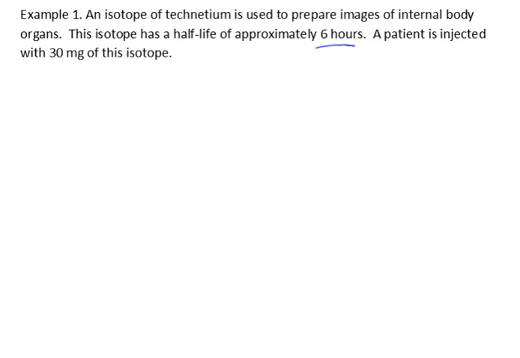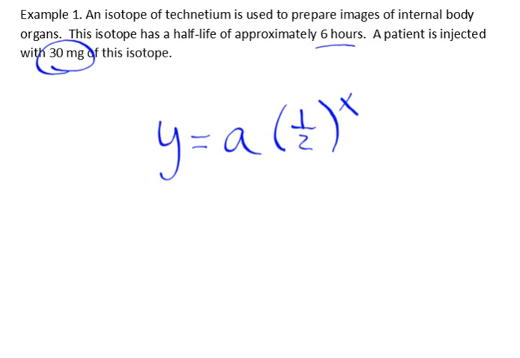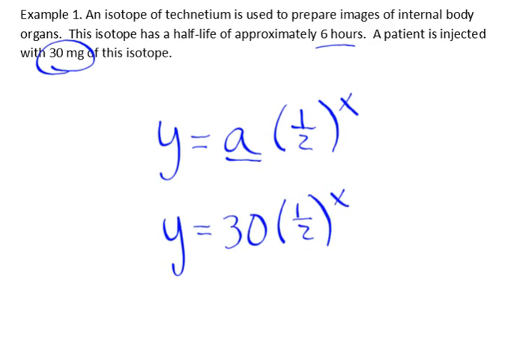So let's think about what that equation is going to look like. We know it's half-life, so y equals a times 1/2 to the x. Then we know that there's an initial amount of 30 milligrams injected into the patient. So a is 30, so y equals 30 times 1/2 to the x.